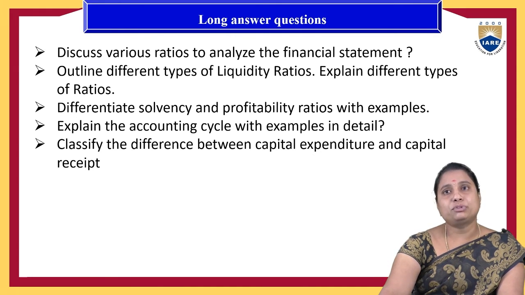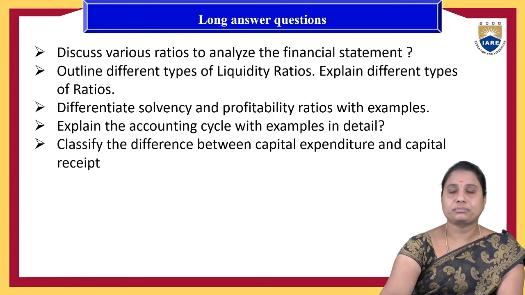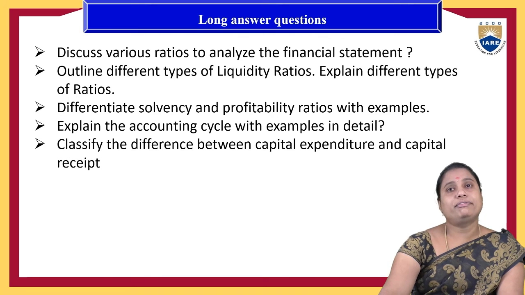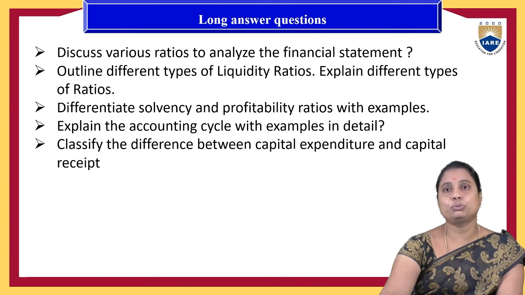Outline different types of the liquidity ratios. Explain. So you see here we need to provide the current ratio, quick ratio, acid test ratio, absolute quick ratios, and the importance of these liquidity ratios. And same answer, like differentiate solvency and profitability ratios with examples. The differences between the solvency ratios and the profitability ratios and their importance we need to provide.